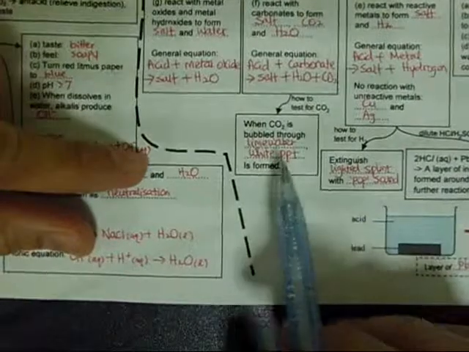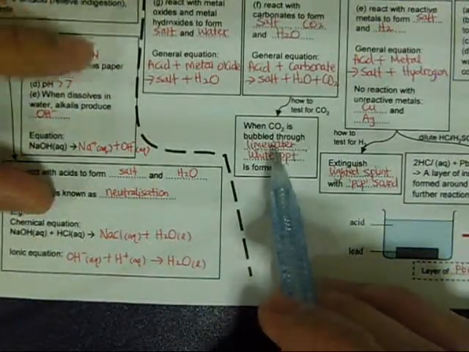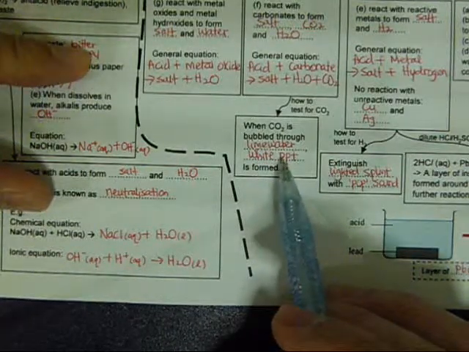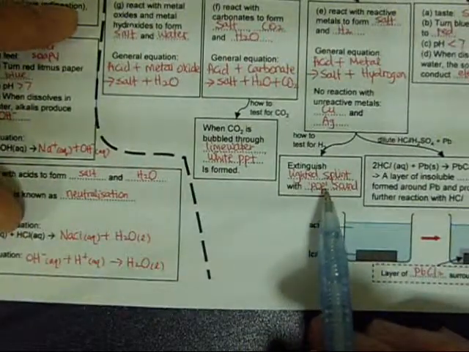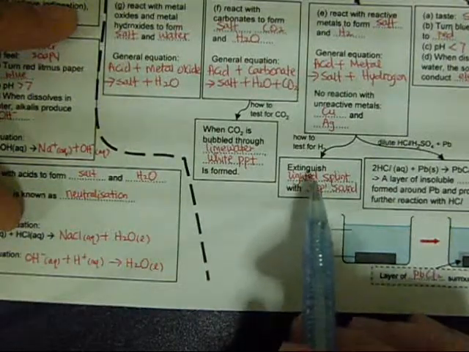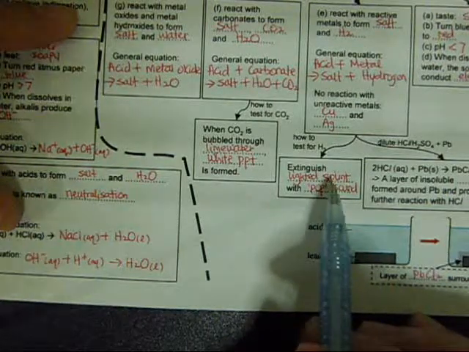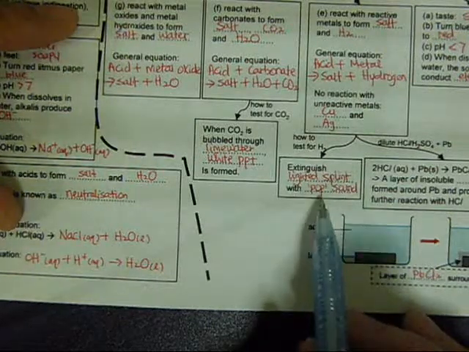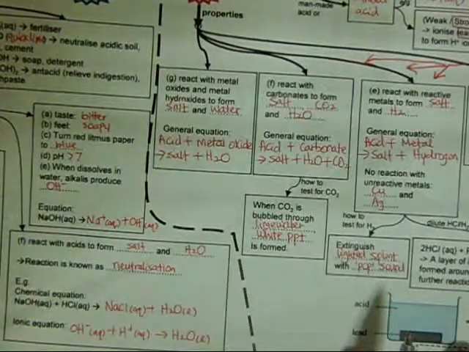Now you need to know how to test for the presence of carbon dioxide. Basically you just bubble the gas through lime water, and when a white precipitate is formed in the lime water, that means carbon dioxide is present. Same with hydrogen: you need to know how to test for hydrogen gas. Basically you put a lighted splint into a test tube containing the gas to be tested, and if the lighted splint is extinguished with a pop sound, the gas is hydrogen gas. So that is basically all you need to know about acid.